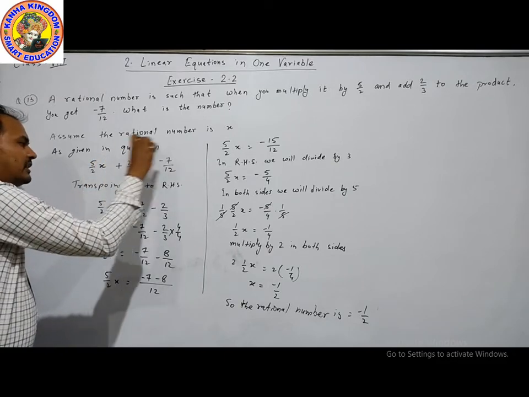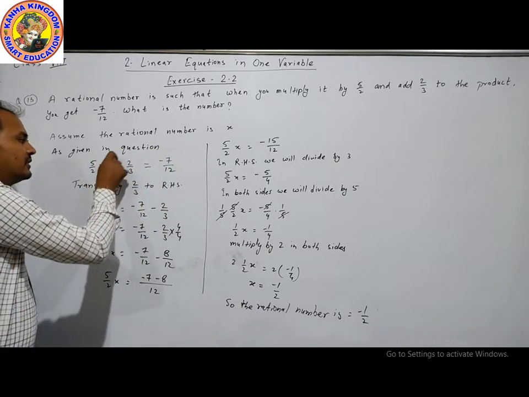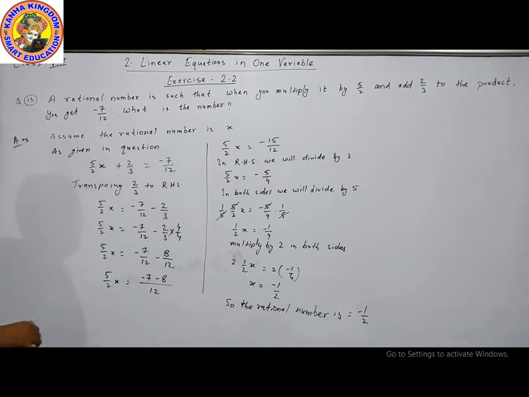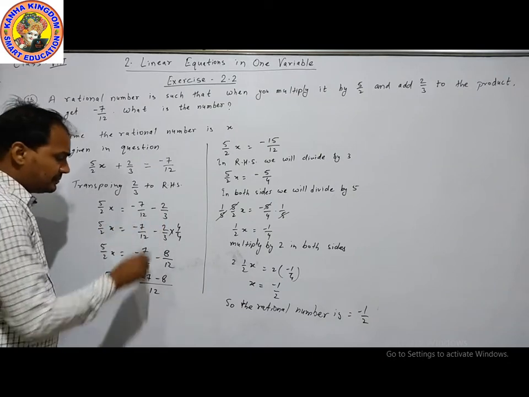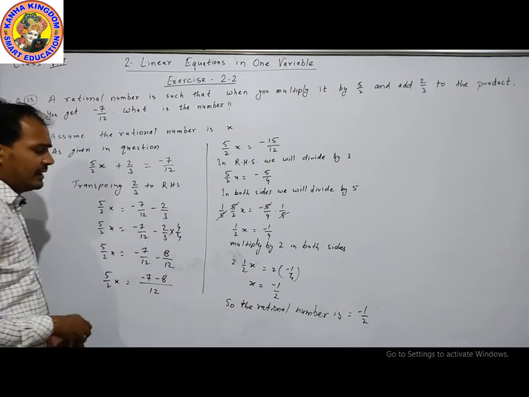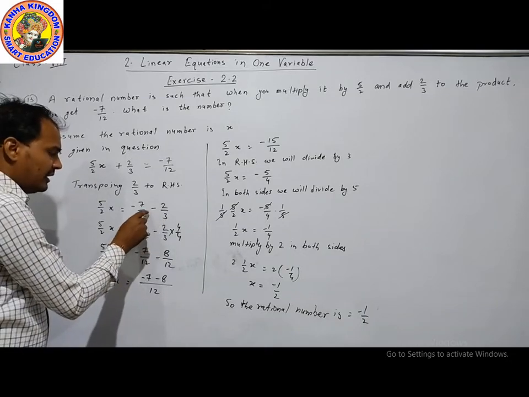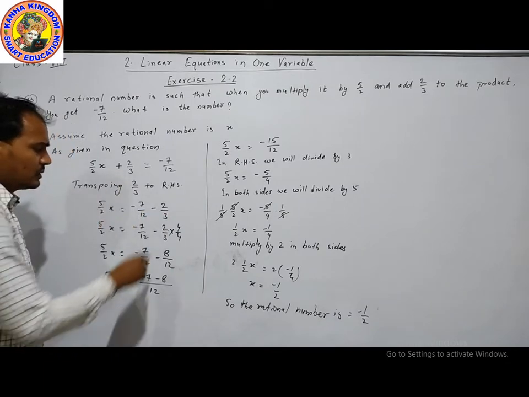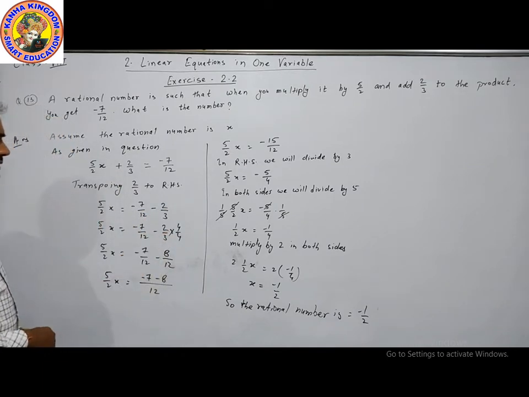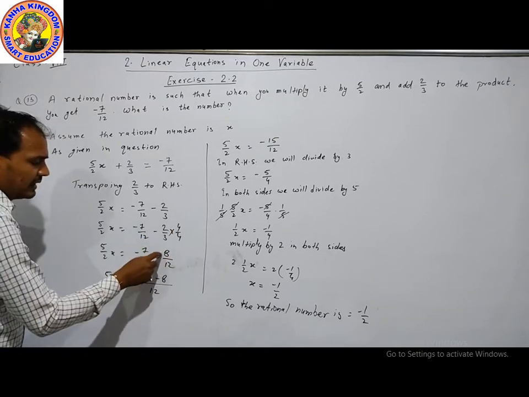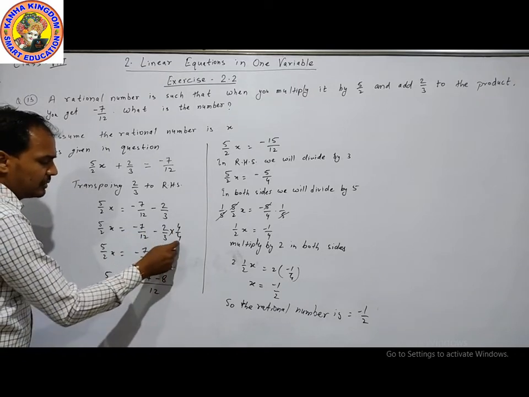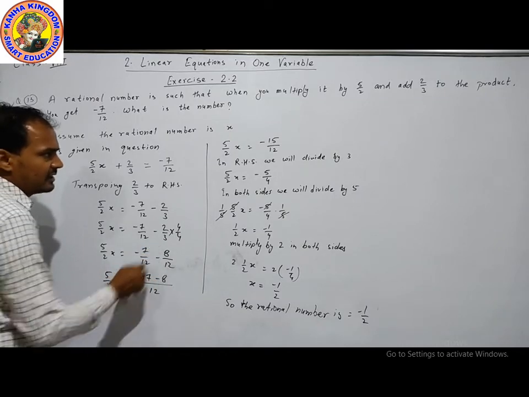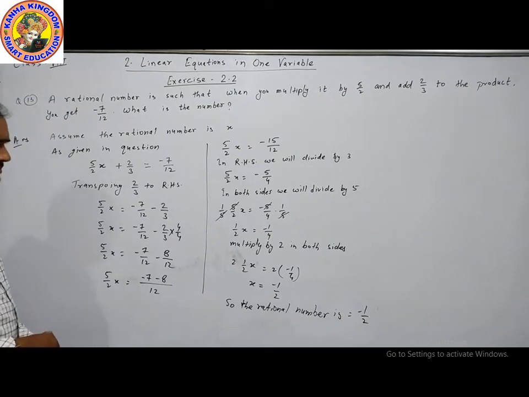We transpose 2 by 3 to the right hand side. When we transpose, the positive sign will change to a negative sign, then this number will be negative. For adding these numbers, we know that the denominators must be equal. 3 multiplied by 4 is equal to 12, so we multiply by 4 in this number. 2 into 4 is 8, 3 into 4 is equal to 12. When the denominator is equal, minus 7 and minus 8 gives minus 15 by 12.